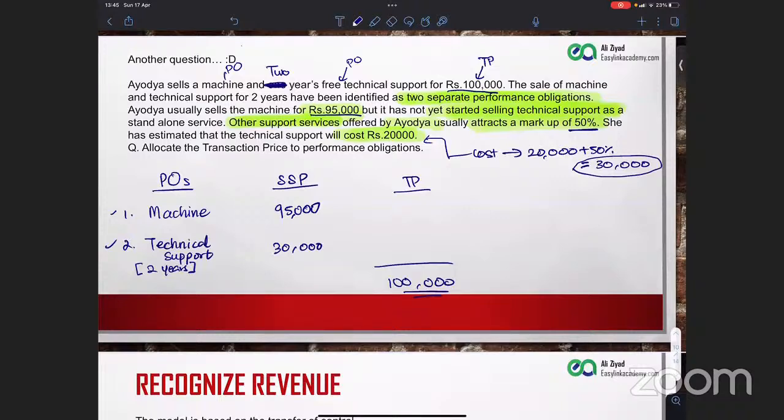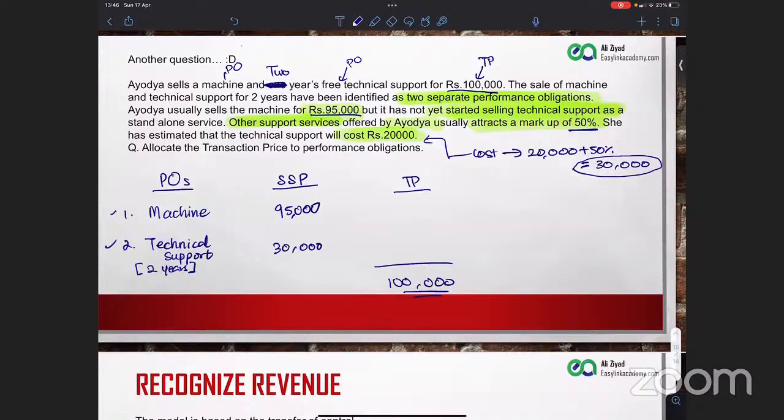Okay. Are you guys clear up till this point? Everybody? Yes, sir. All right. First step, there is a contract between Ayodhya and the customer. Second step, identify the performance obligations. Does Ayodhya sell machine and technical support separately? Yes. If the answer is yes, then those are two separate performance obligations. Then identify the transaction price. It's 100,000 rupees. Number 4 is allocate the transaction price to separate performance obligations. In order to do that, we need the standalone selling prices, which are 95K and 30K.